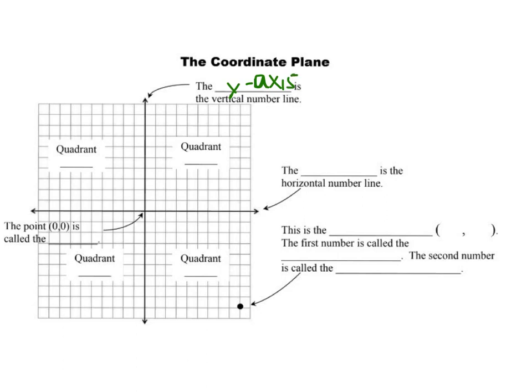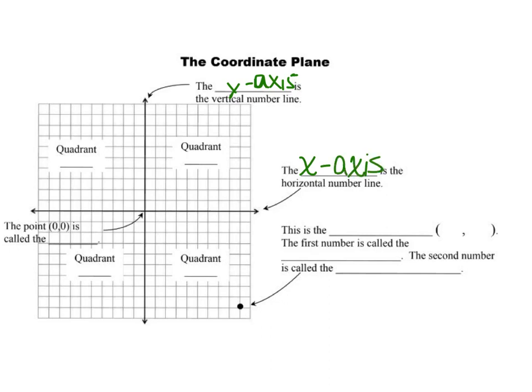Then we're going to go ahead and look at the x-axis. So if you look at the x-axis, this is the x-axis right here. Y-axis, x-axis. So the x-axis is the horizontal number line. So we're going to write x-axis.